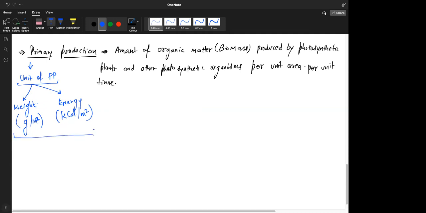This is the absolute, but I also said per unit time. So when we take time into consideration from physics, you must be knowing that anything over time is known as the production over time will be called rate, correct?